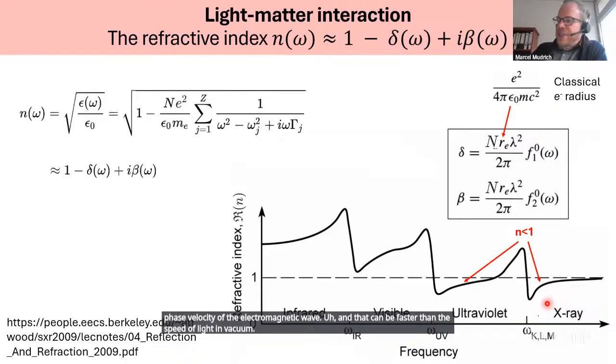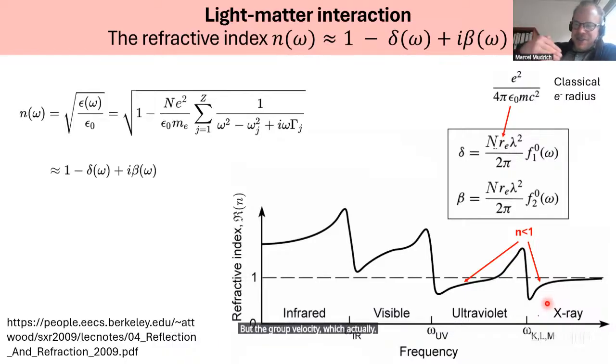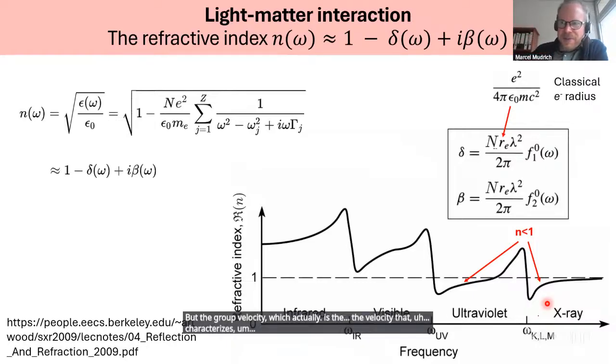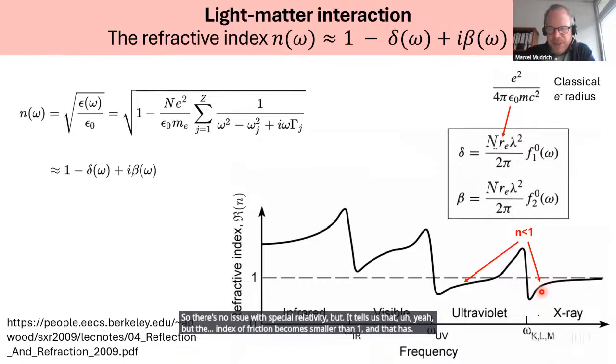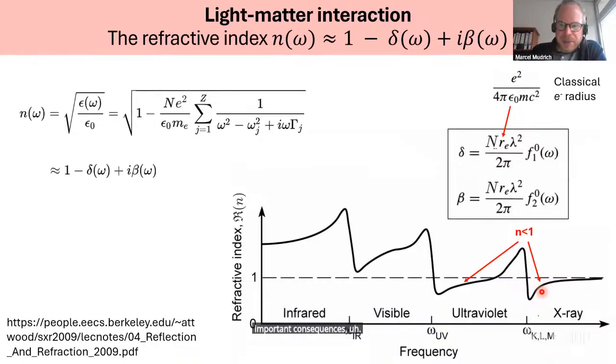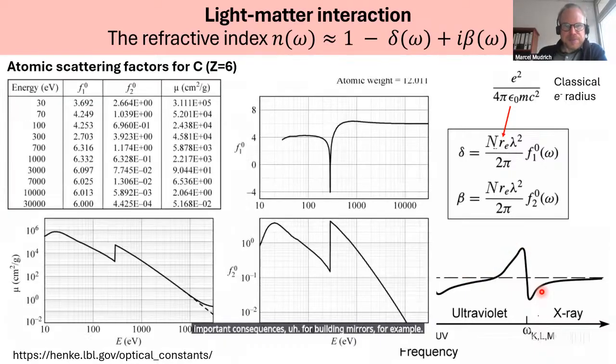But the group velocity, which actually is the velocity that characterizes transport of information and of energy, will still stay below, so slower than, the speed of light in vacuum, of course. So there's no issue with special relativity, but it tells us that the index of refraction becomes smaller than 1, and that has important consequences for building mirrors, for example. We will come to that.